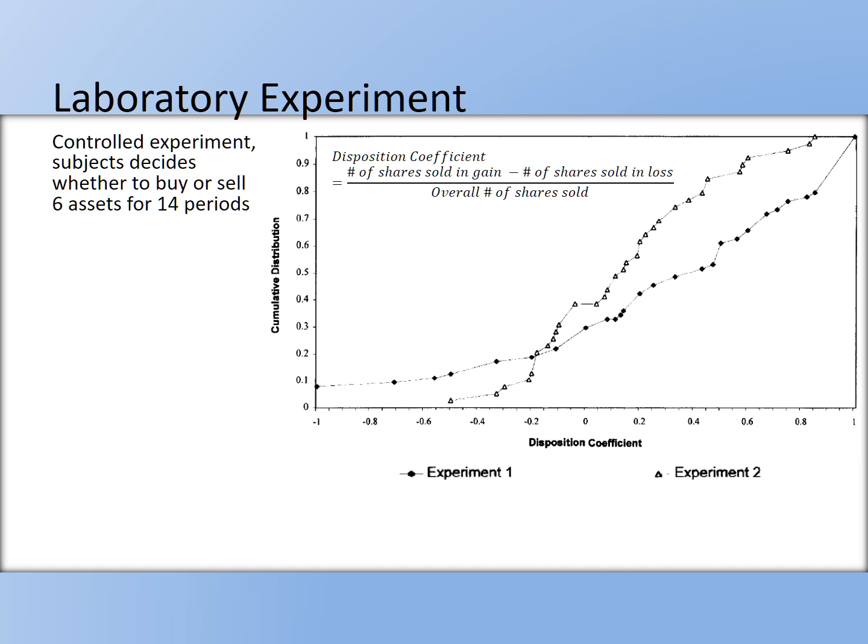Control experiment: students decide whether to buy or sell 6 assets for 14 periods. In this case, it's not an actual market. People are playing against computers. The time series were pre-generated, right? So the whole movement was known to the researchers before the experiment begins. It's randomly generated, but they just generated it once. Okay? It's not generated on site.